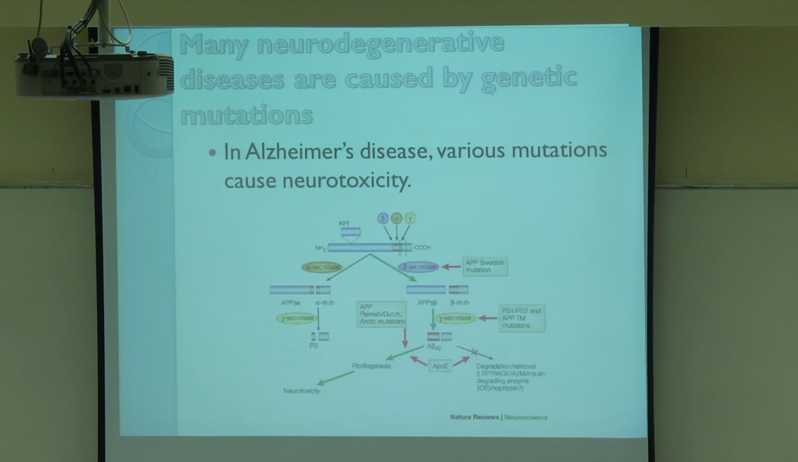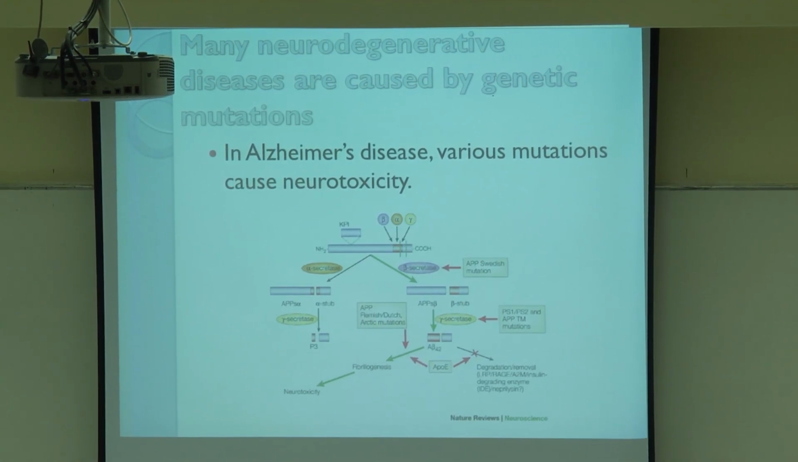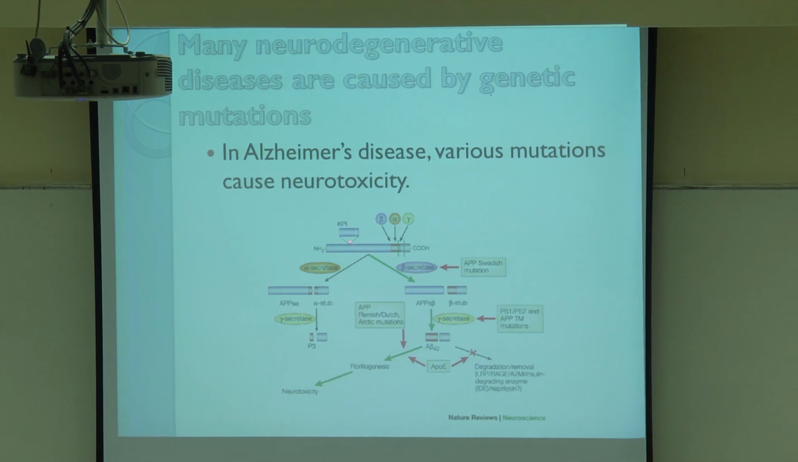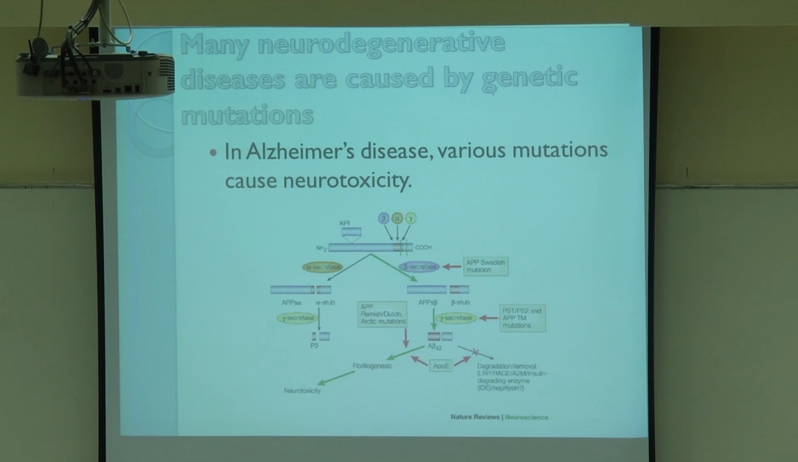This is another example. So Alzheimer's disease. We have different mutations that are causing what is called neurotoxicity. So here, for example, this is the protein that cuts the APP. APP is amyloid precursor protein. And then it makes the A-beta, amyloid beta. Okay? And when we have a mutation here, this is the Swedish mutation. I think it's one of the most studied mutations in neurobiology.